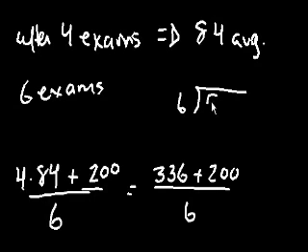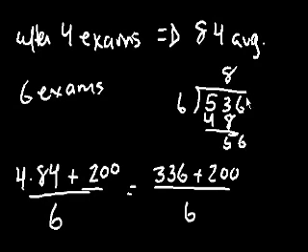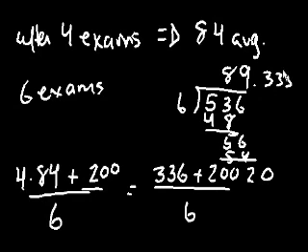6 goes into 536. I don't know if I gave myself enough space. But 6 goes into 53 8 times. 48. 56, 6 goes into it 9 times. 9 times 6 is 54. Minus is 20. 6 goes into it, so we'll see it's actually 89.333333. It goes on forever.